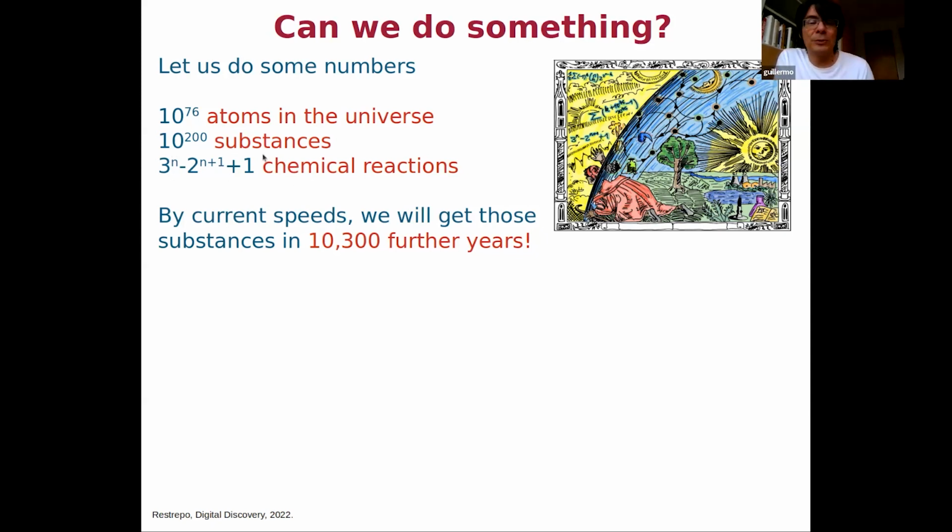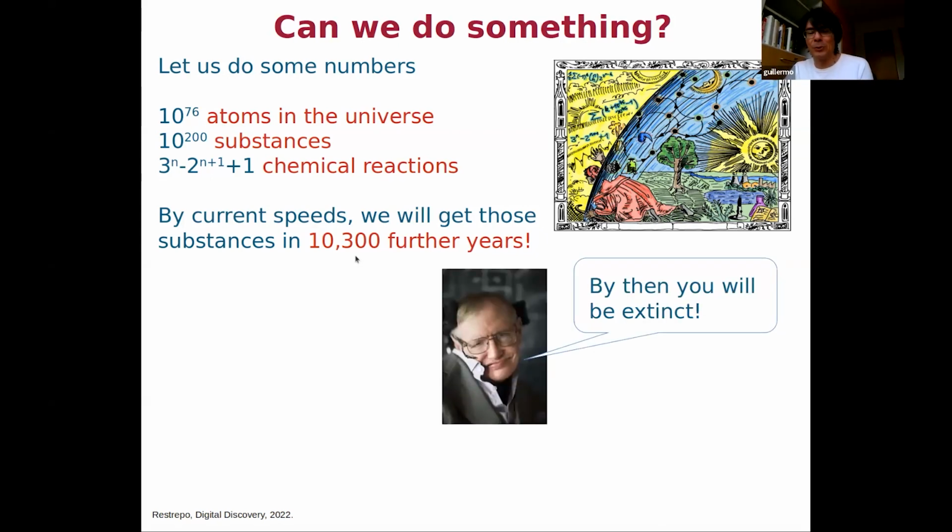But 10 to the power of 200 substances is something like, if we know that chemists have been able to double the number of substances every 16 years, then we can calculate when we are going to be able to get to those substances. I did the calculations, and what we need is about 10,000 more years from the present. Then we are very far from completing the chemical space, and Stephen Hawking would say that by that time we will be extinct.